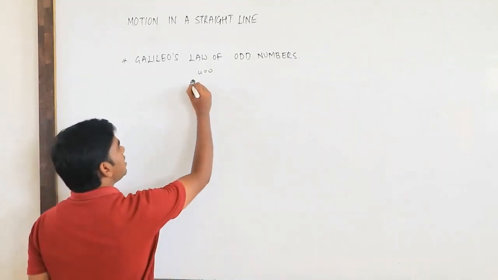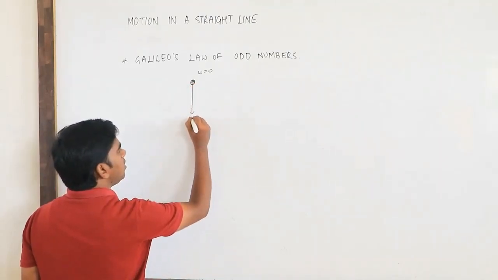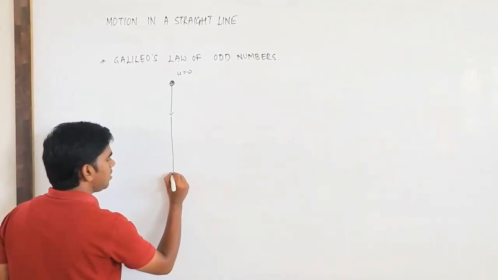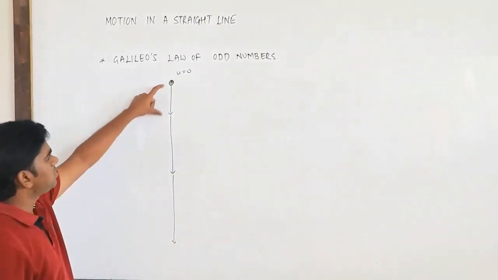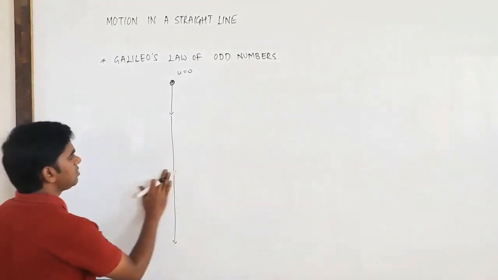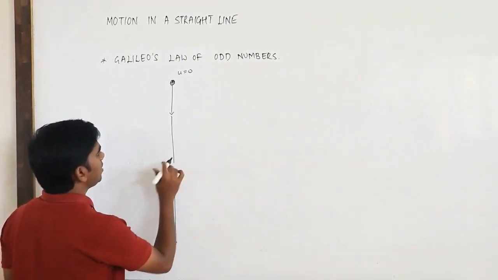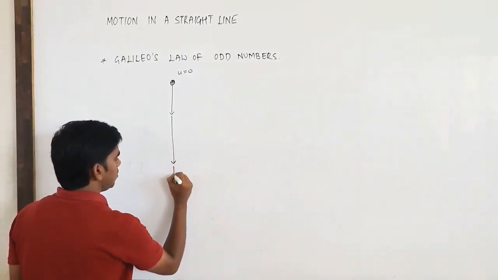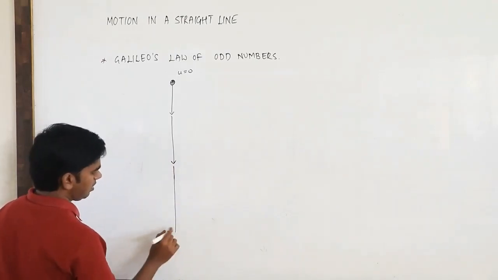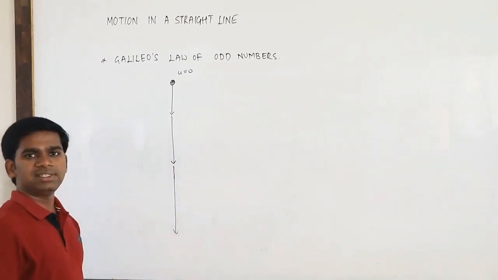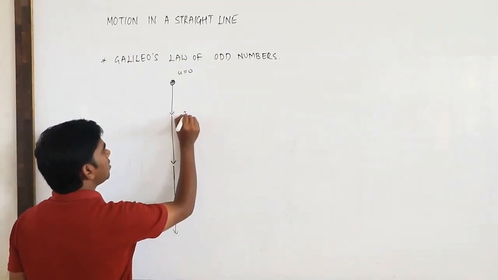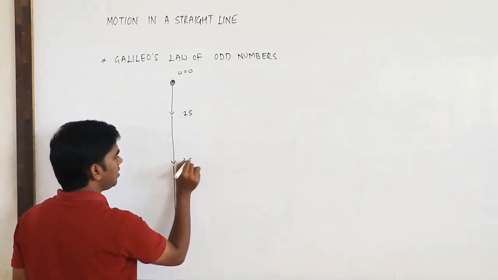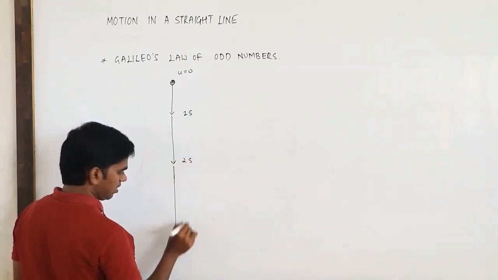In 1 second it may come over here. In 2 seconds it may come over here. In 3 seconds it may come over here. So these are your distances varying. Why are distances varying? Distances are varying because velocity is increasing. So in 1 second it will come over here, in 2 seconds it will come here, in 3 seconds it will come here.